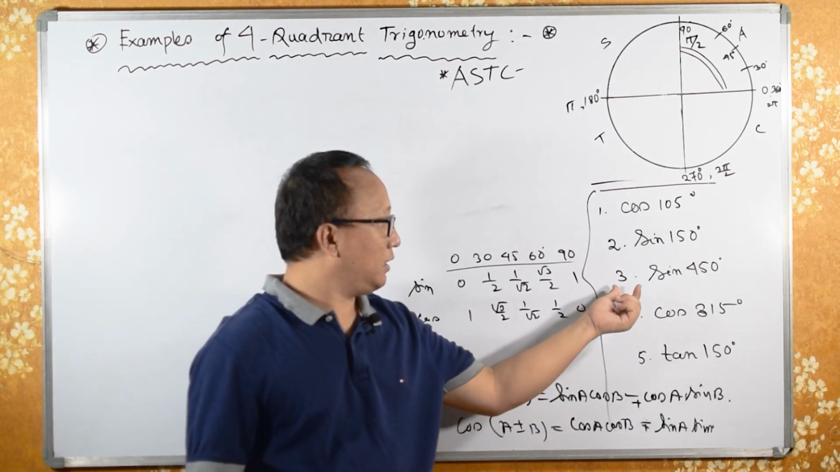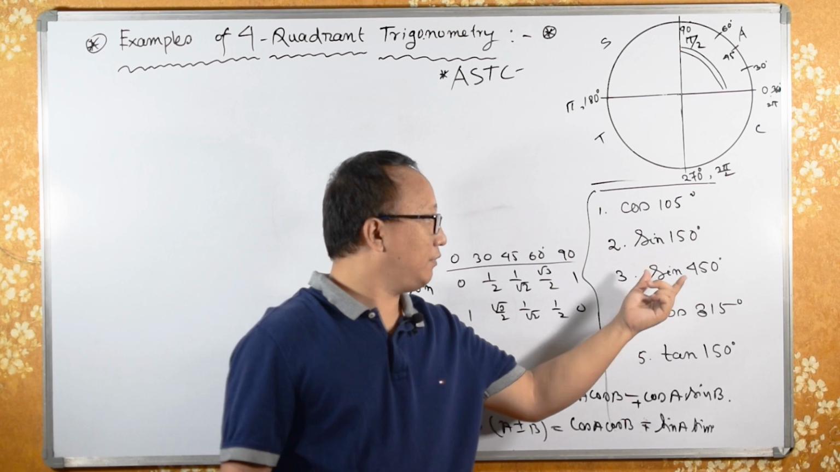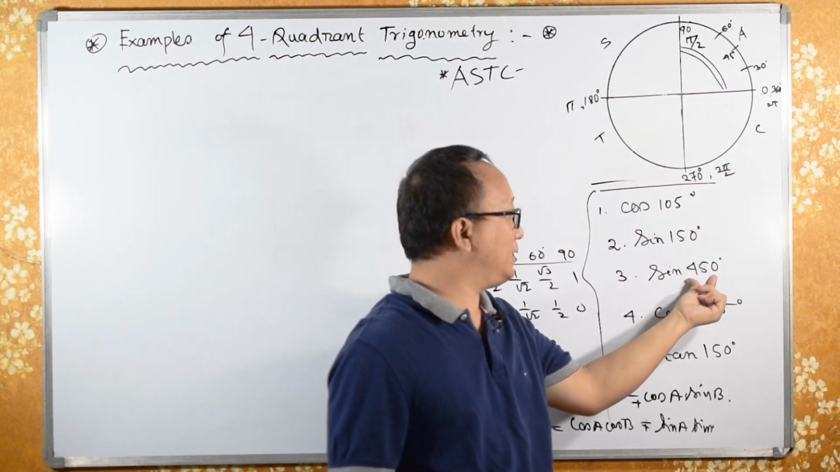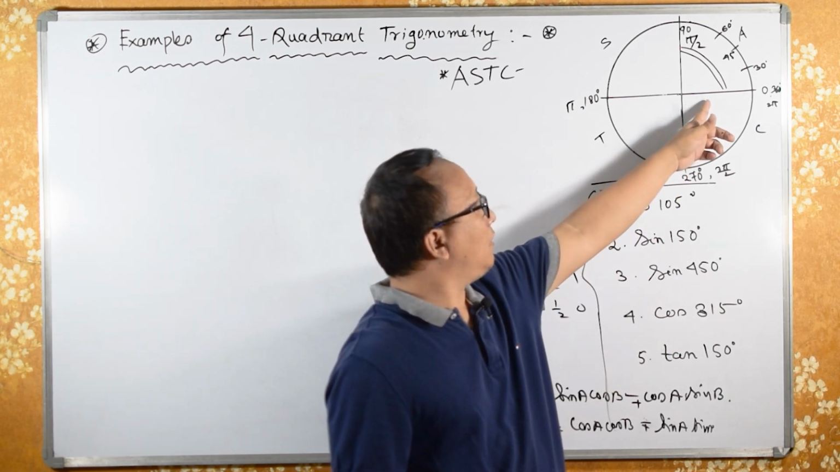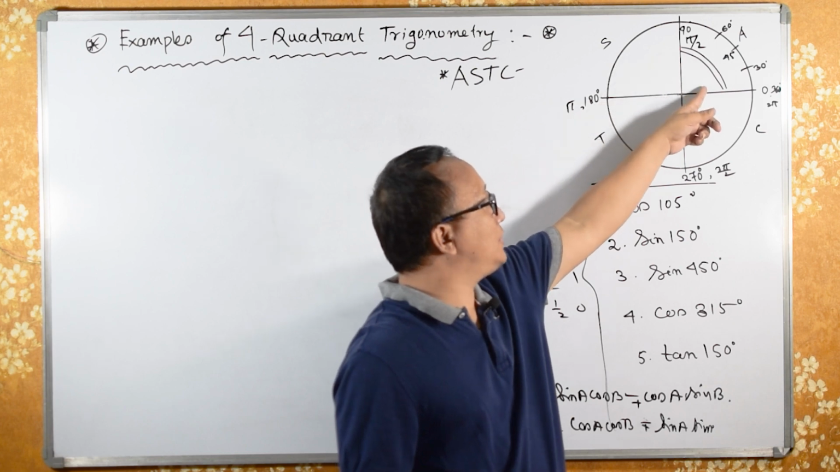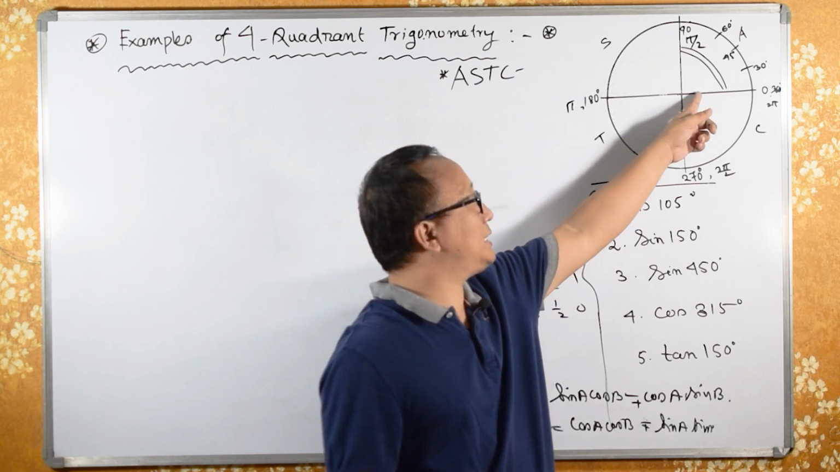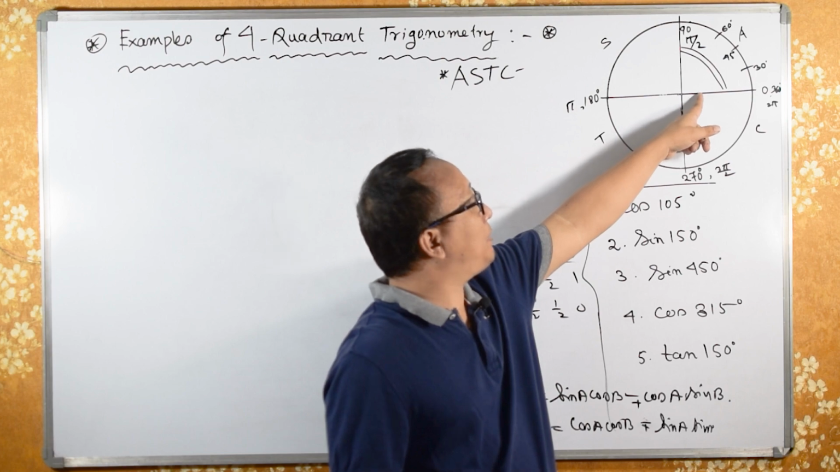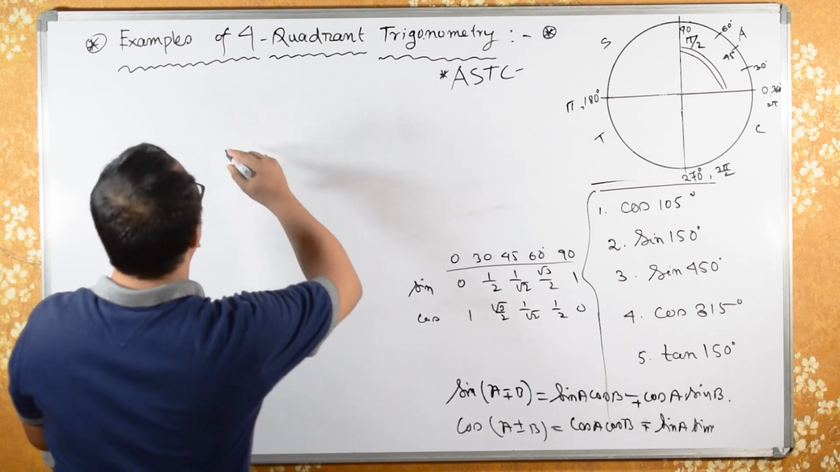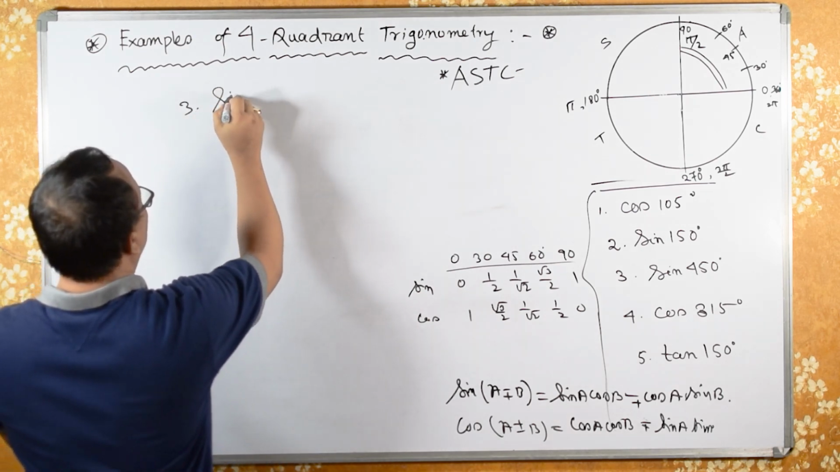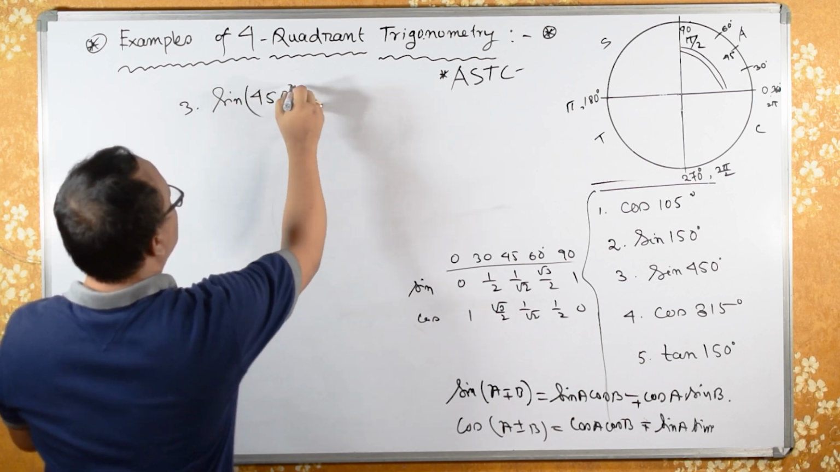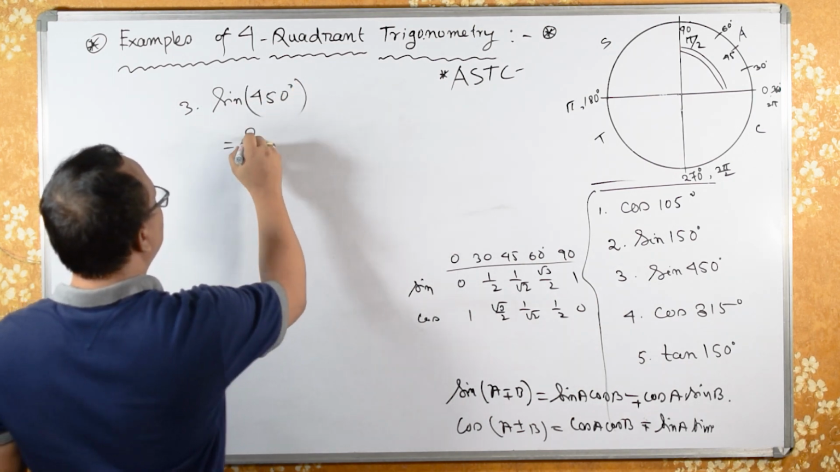Now let's find out number 3, which is sine of 450 degree, okay. You rotate from 0 degree, 0 degree here is 360. 360 plus 90 is what? Let's find out. So sine of 450 degree, is it same as sine of 360 plus 90?